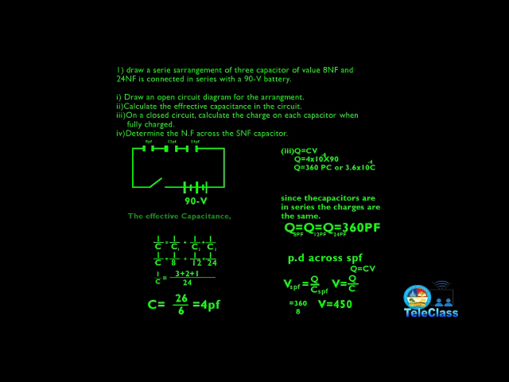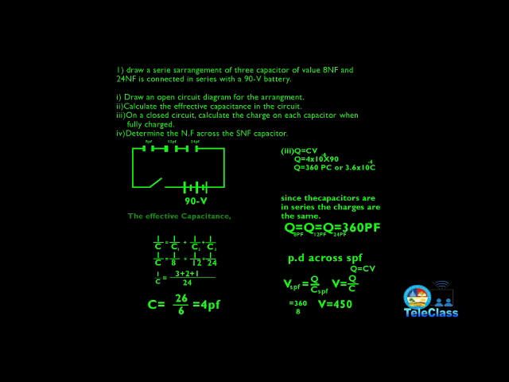Now, like I said, this is a question before us. When you want to tackle this kind of question in the exam, study the question, understand the question, and don't try to jump from one to another. Follow it serially. The first instruction says, draw an open circuit diagram. So you have to draw the diagram. We're told that three capacitors are arranged in series. We have earlier shown you how to draw capacitors in series. So you draw the 8 microfarad capacitor in series with 12 and also with 24, connected to a 90 volt battery.